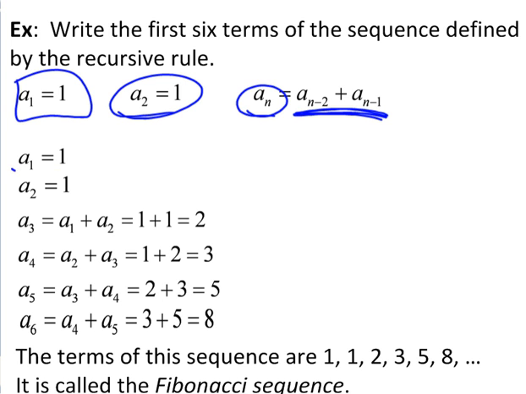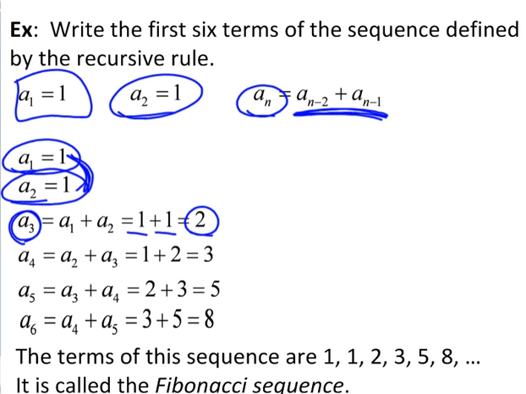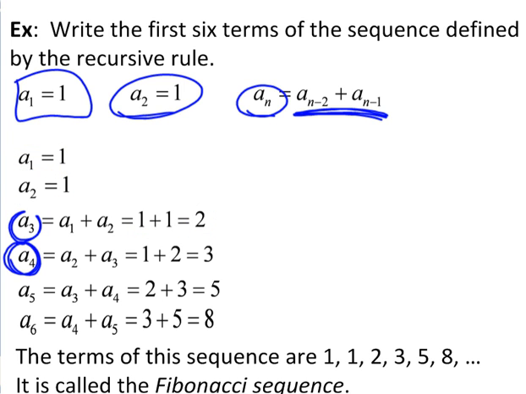So first term is 1. Second term is 1. The next term, add the 2 prior terms. The 2 prior terms, I had 1 and 1. I add those together and I get 2. To get the next term, I add the 2 prior terms, which is this one and this one, and I get 3.